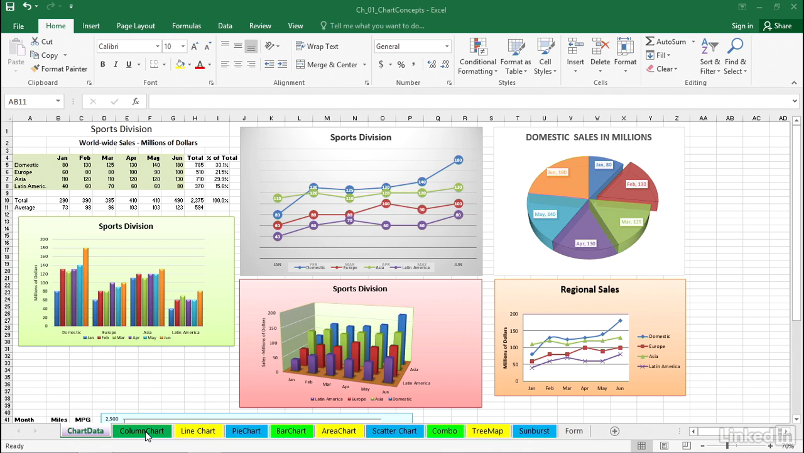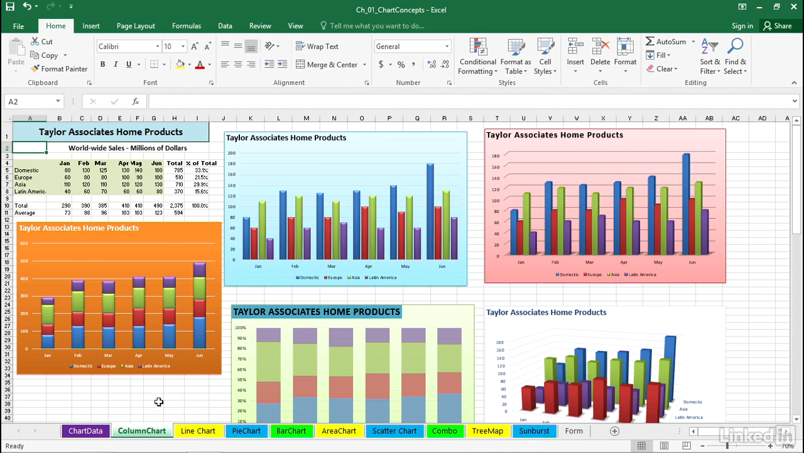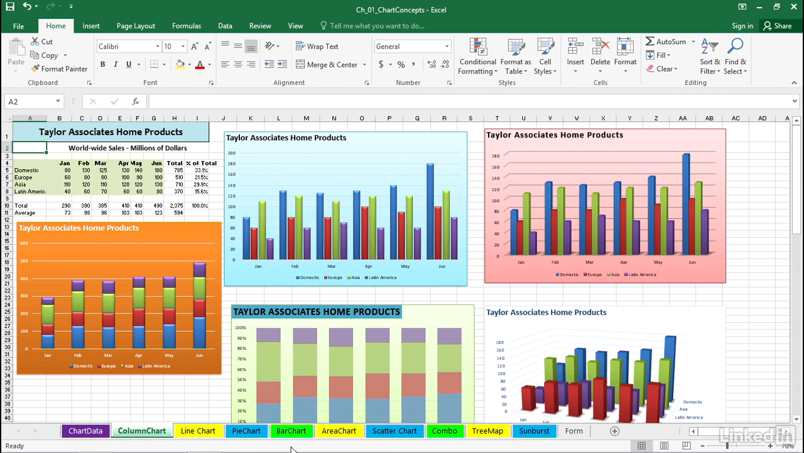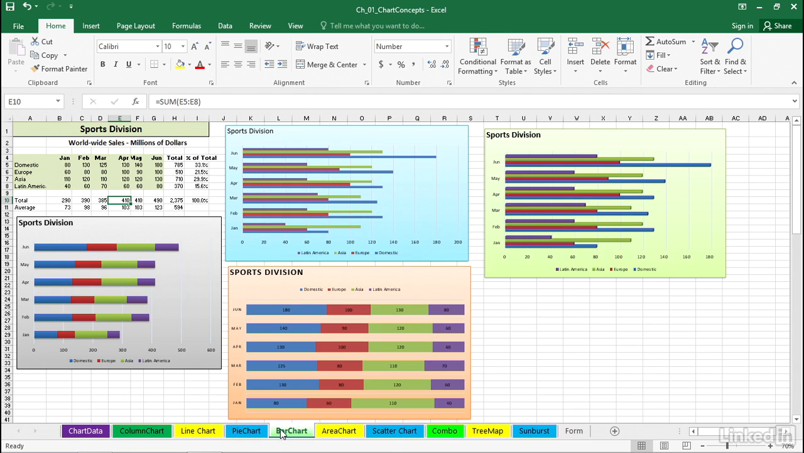On the next sheet over, we see some other column charts. A stacked column chart just below the data, other kinds of column charts there. It's generally agreed that column charts are fairly adept at showing volume. A bar chart, a few sheets to the right, we see the same kind of information, but rotated 90 degrees.